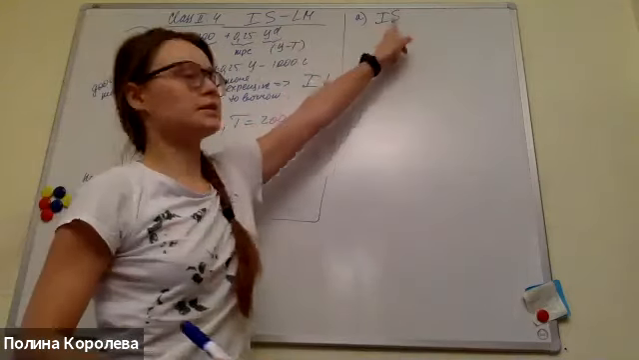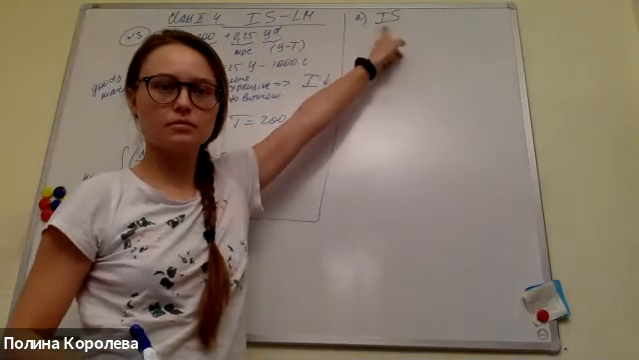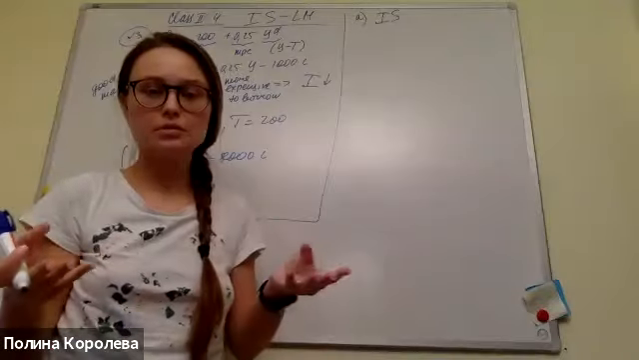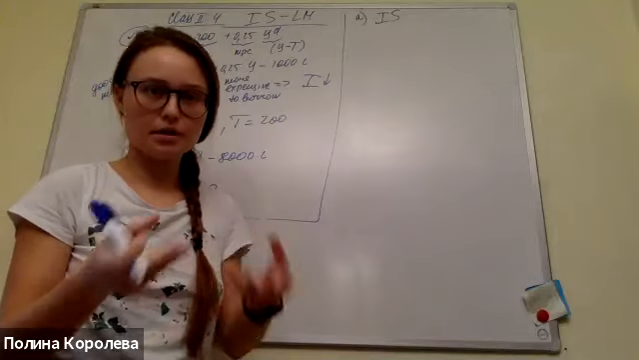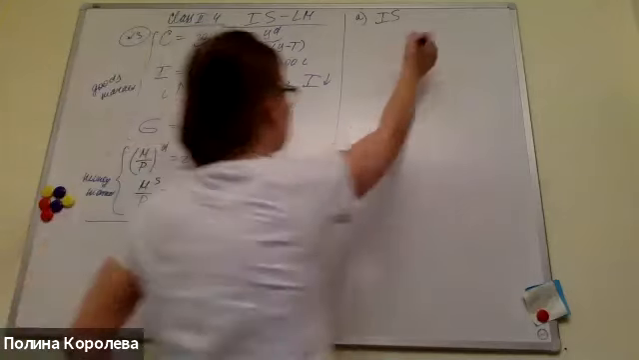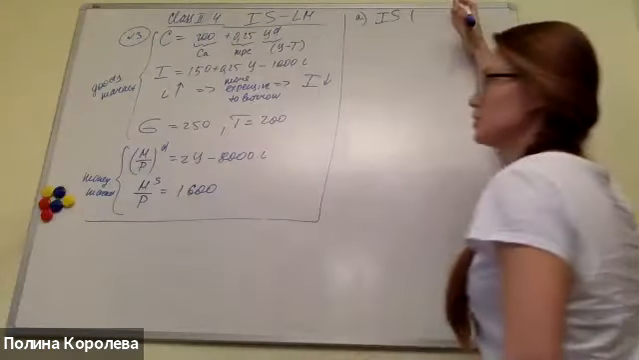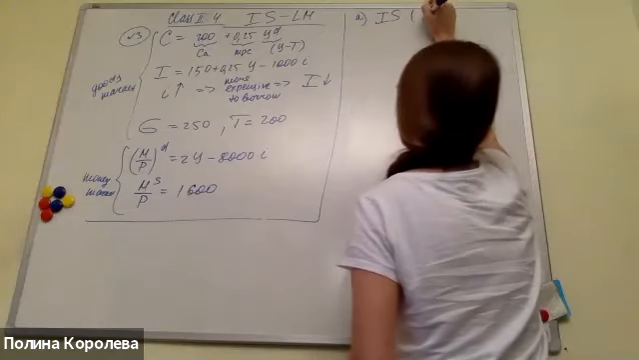What does IS mean? Investment, savings. Investments always equal to savings. You remember this, yes? It is the condition for equilibrium in the goods market.